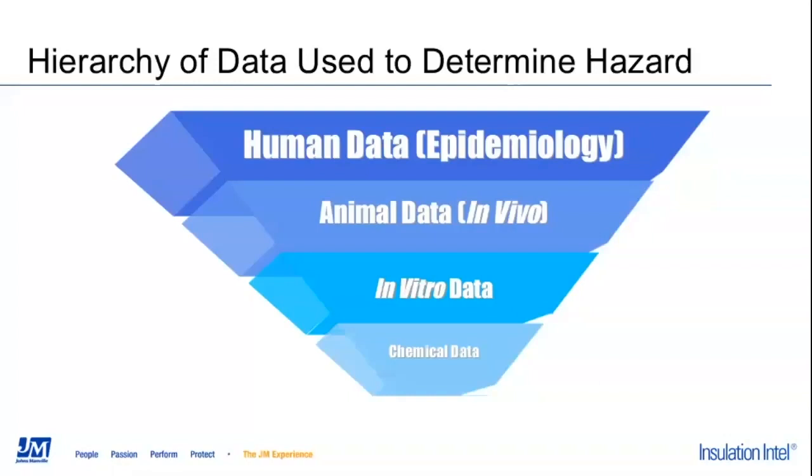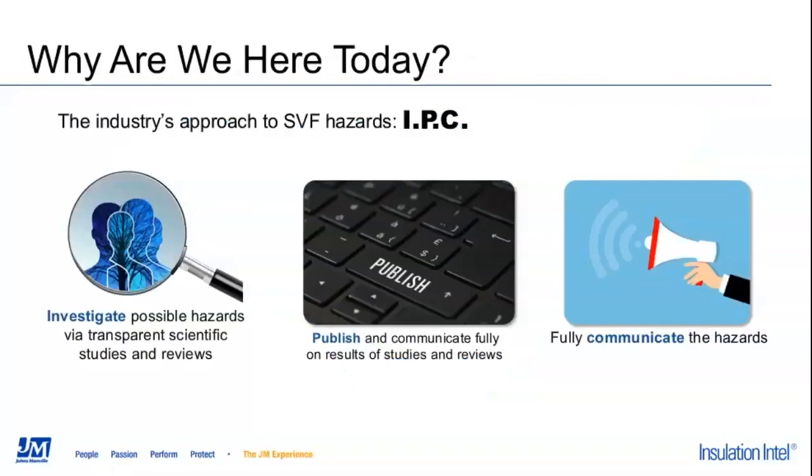And then finally, we have the human data, the human epidemiology data. This data is the most important in terms of what we're looking at and what holds the most sway in determining whether or not a material is potentially hazardous to human health. So why are we, as Johns Manville, here today?